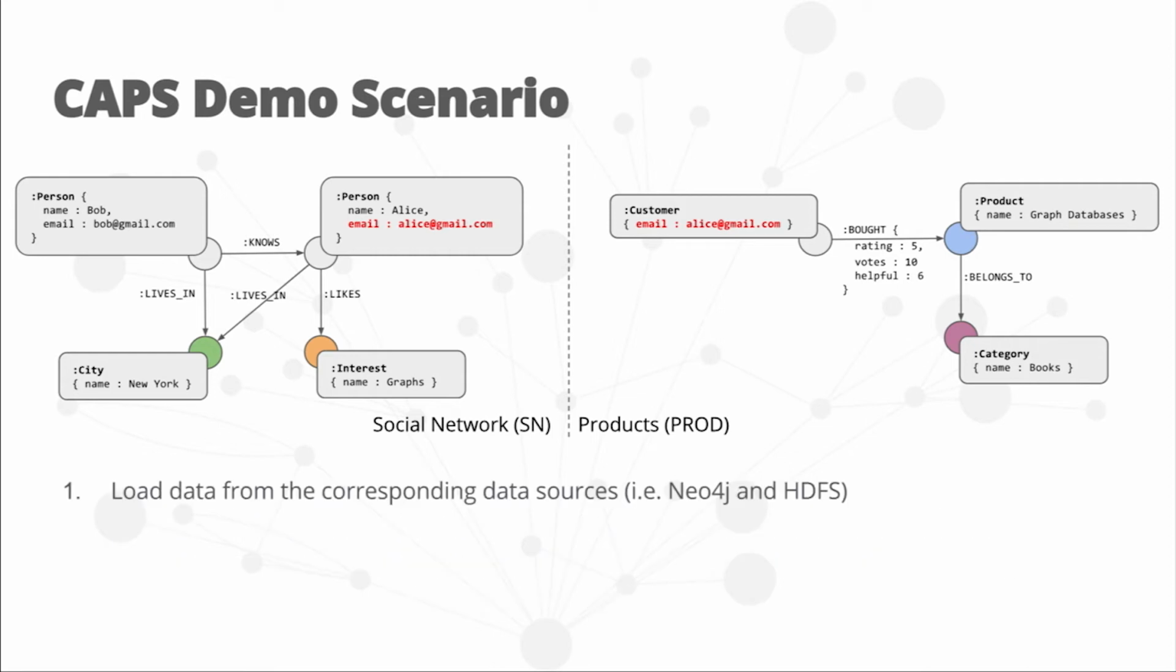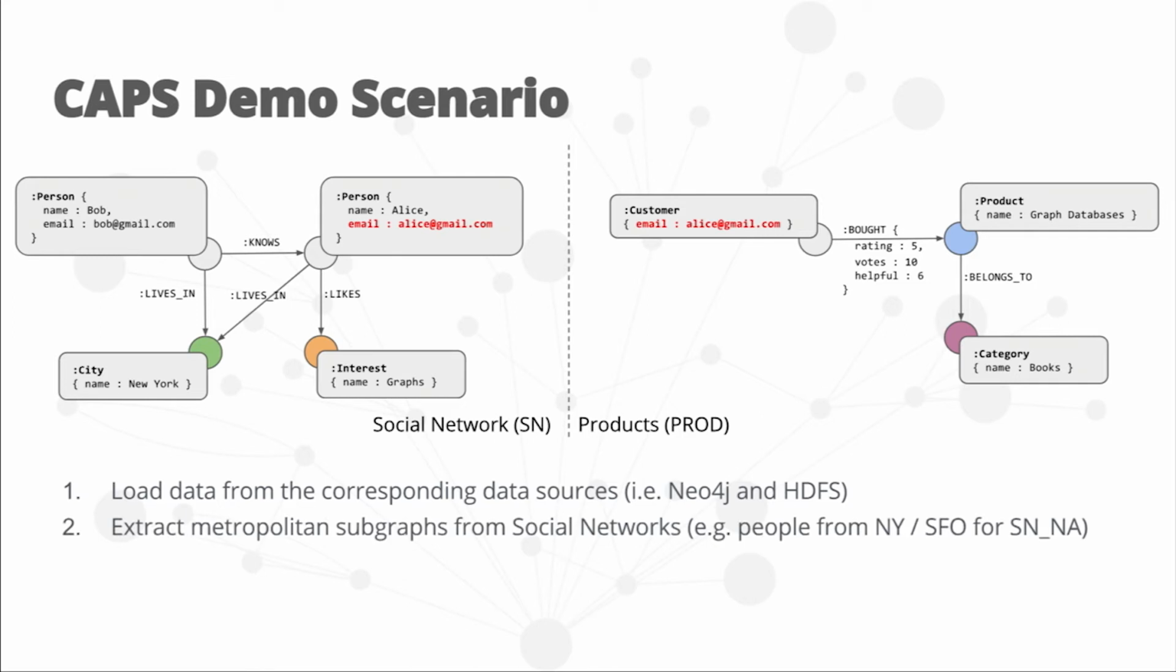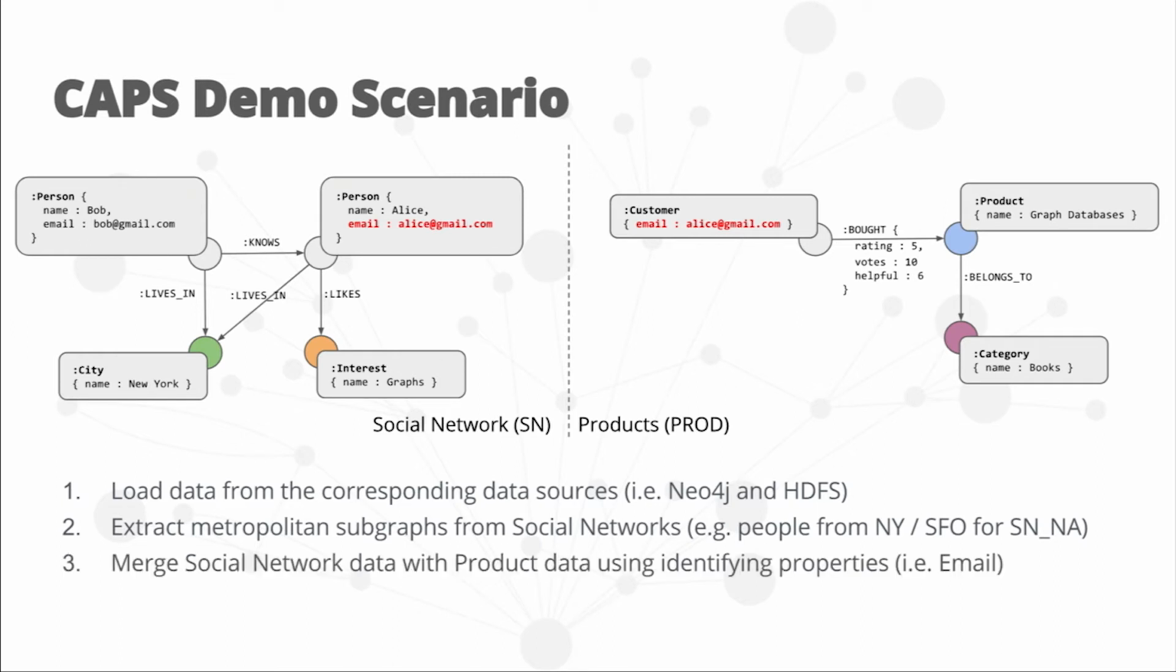So in the demo, you will have the following steps. At first, we load the data from these specific data sources. Then we're only interested in specific subgraphs of the social network. So for example, for the North America network, we are interested in people from New York and San Francisco. Then we merge the social network data with the product data. In that case, it's the identifying property, the email.